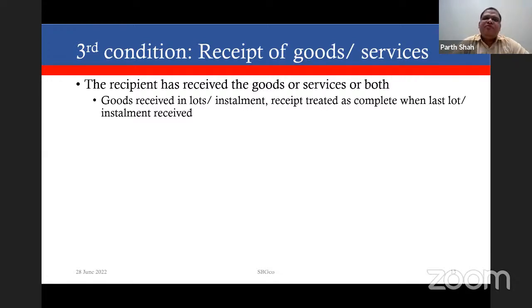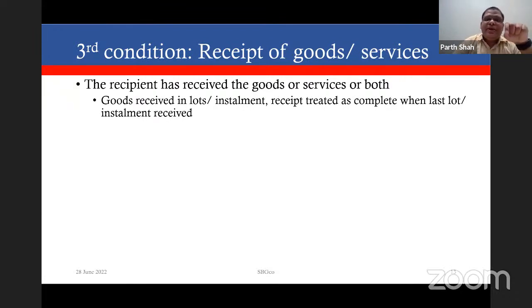Similarly, in case of goods, there are times when the goods are received in lots or installments. In such cases, the actual receipt of goods is deemed to be completed only when the last lot or last installment is received. Please note, if the goods are received in 10 installments, the first 5 installments in 1 month and the balance 5 installments the next month, you cannot claim proportional ITC for the first 5 installments in the first month. You have to wait till all the 10 installments are complete, and only after that, on the basis of receipt of an invoice for supply of 10 installments of goods, you can claim the input tax credit.